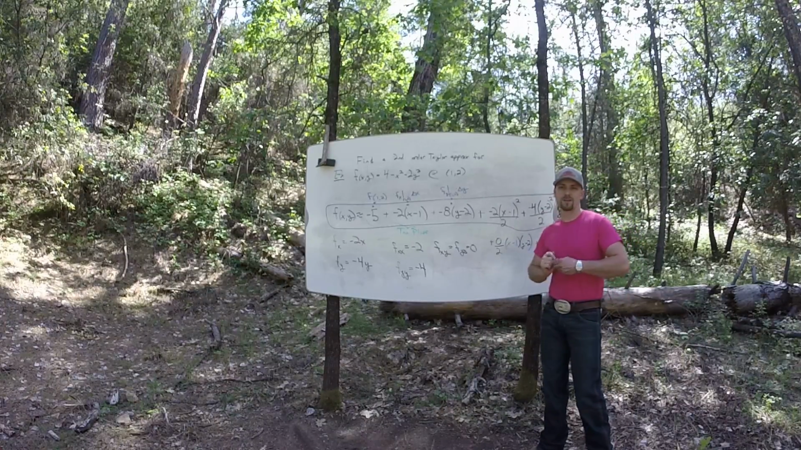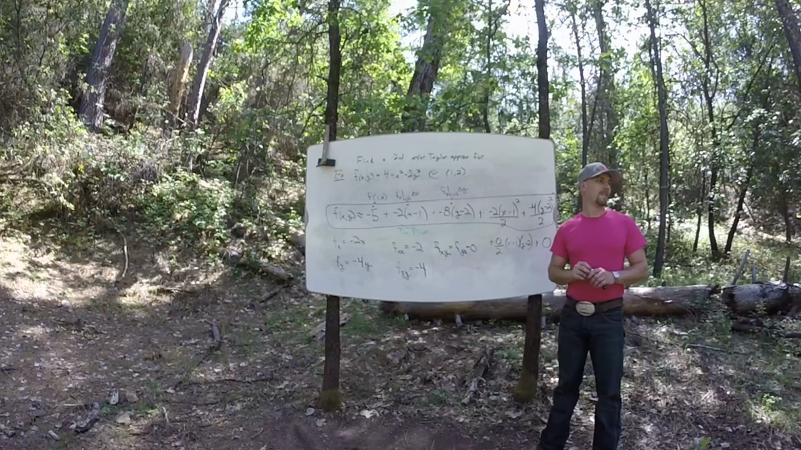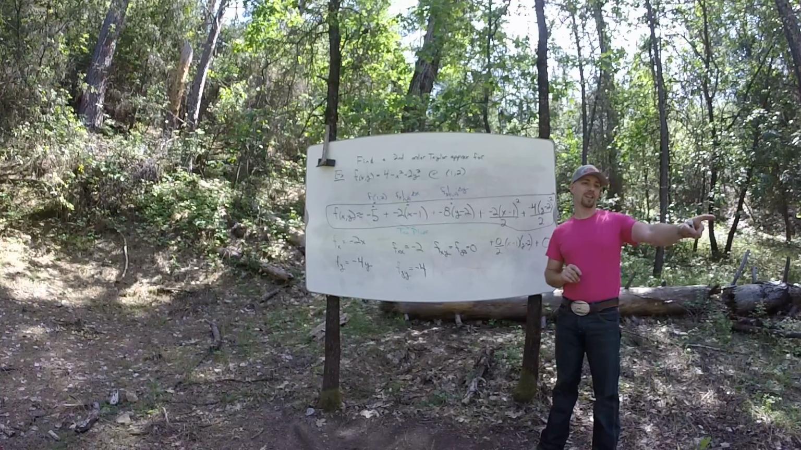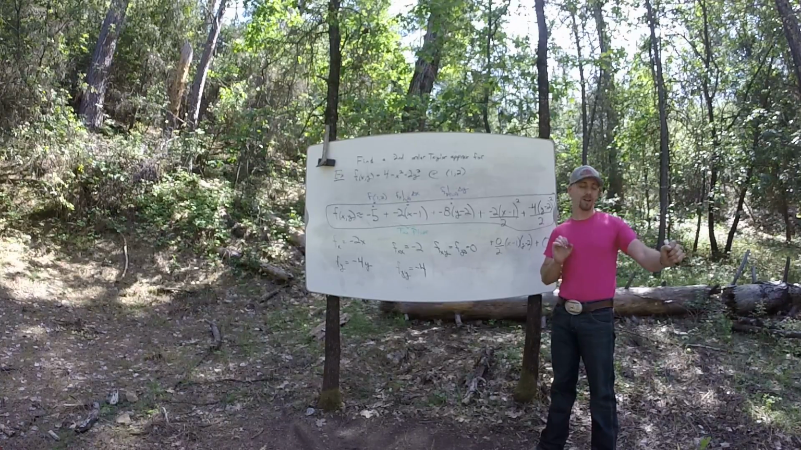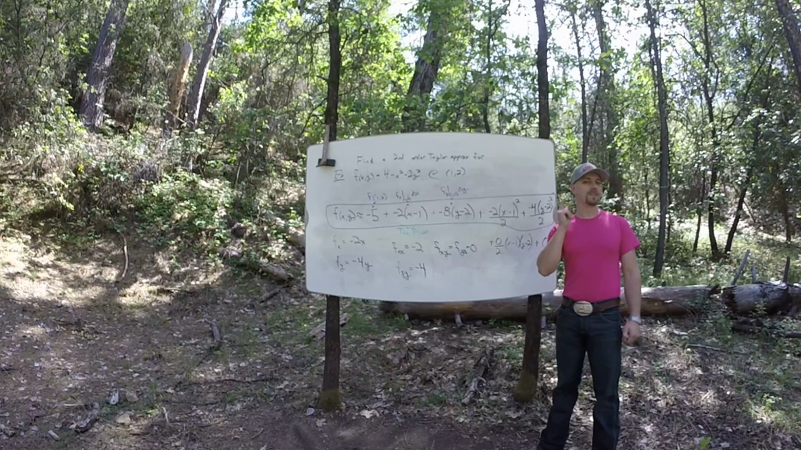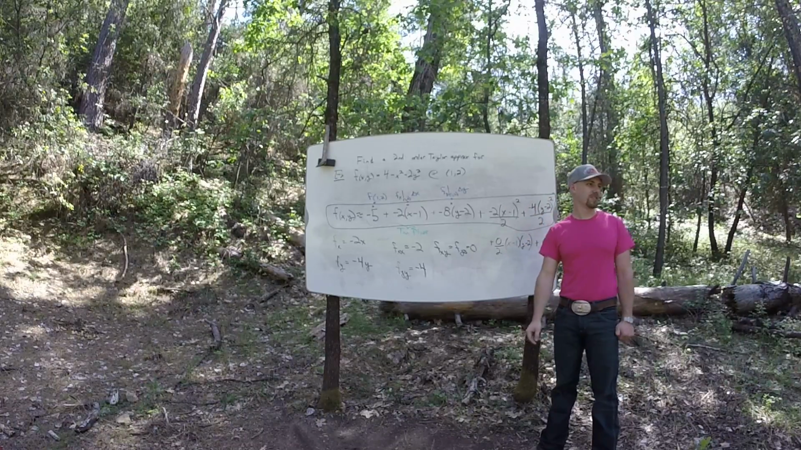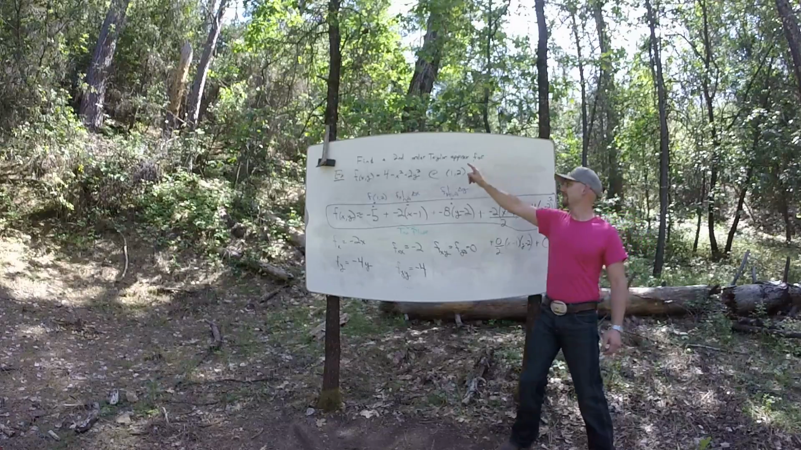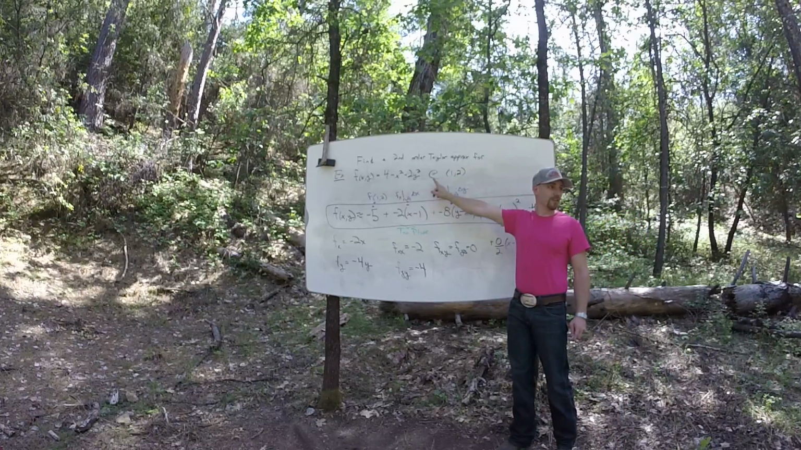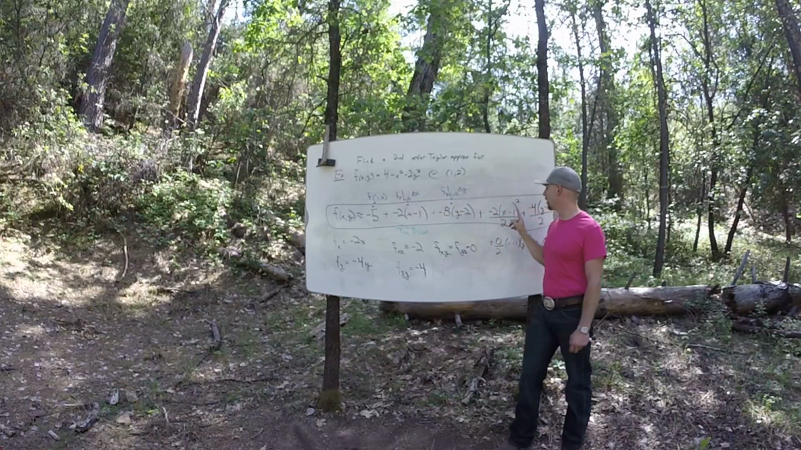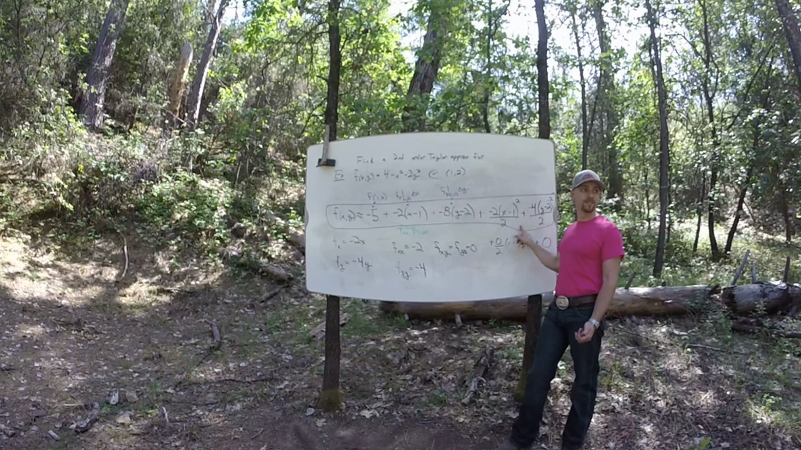If you FOIL it out and combine everything, what will you get? The original function. You will get back the original function, because this thing is a second order polynomial. And so if I make a second order approximation to it, it's not an approximation. It is actually the same thing. You guys see that?